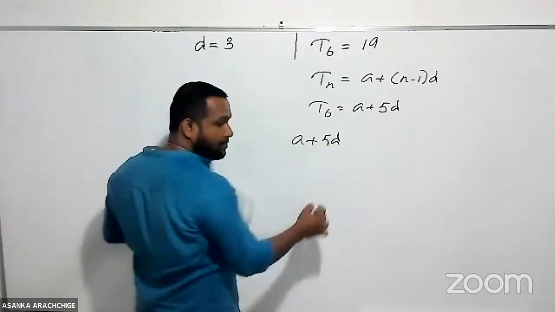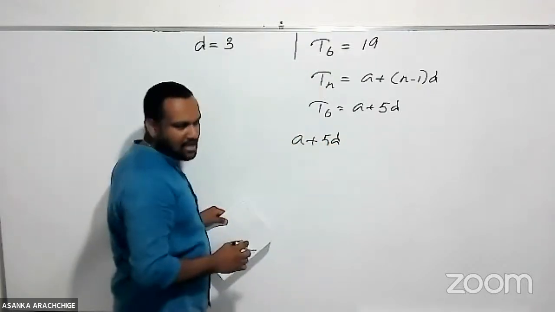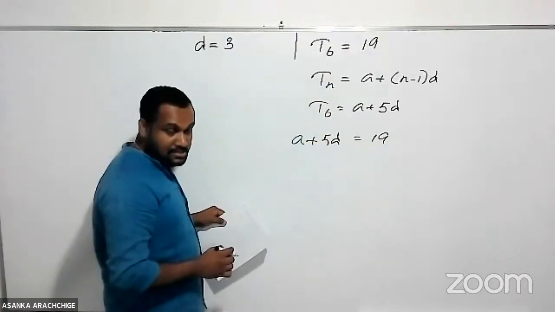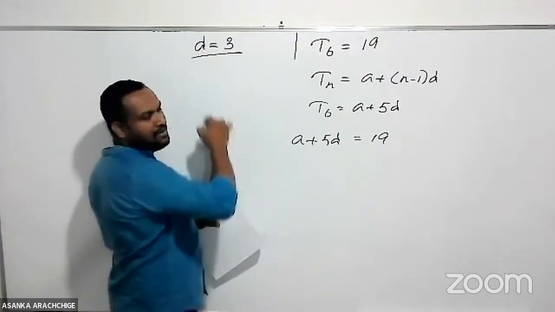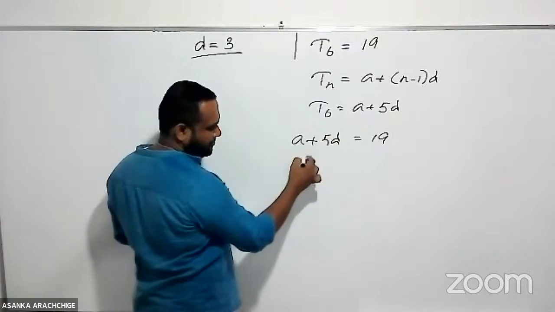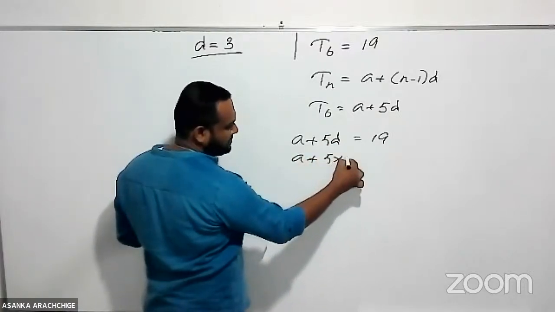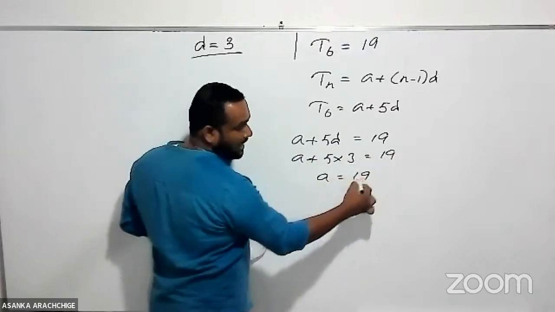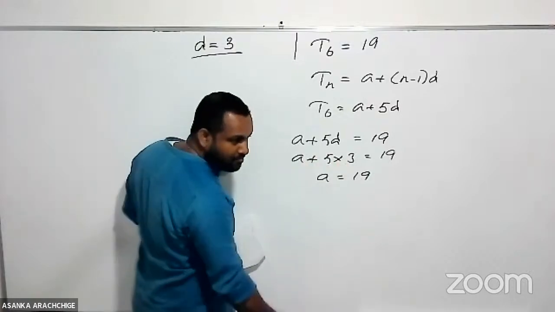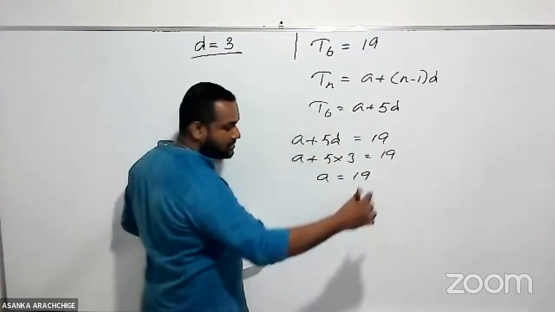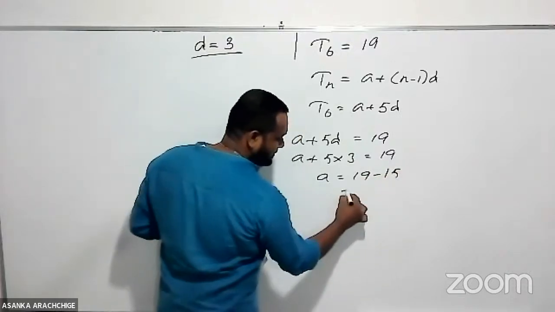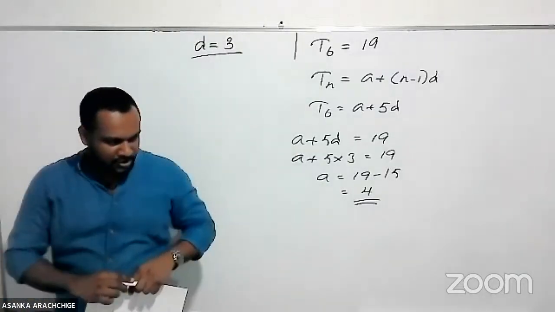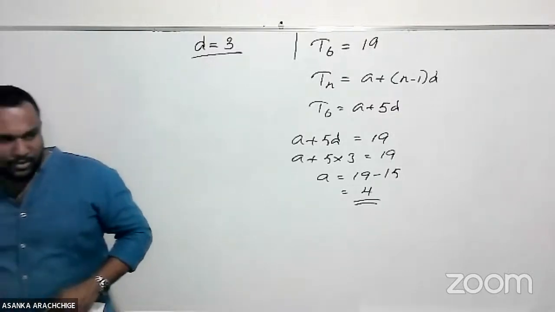Okay, what is A plus 5D? The sixth term. That is actually 19. The sixth term is actually 19, but we are given D as well. Now you can substitute. A plus 5 times 3 equals 19. What is 5 times 3? 15. Now take it to the other side as negative 15. Answer: 4. The first term is 4. Correct? Correct. Another?